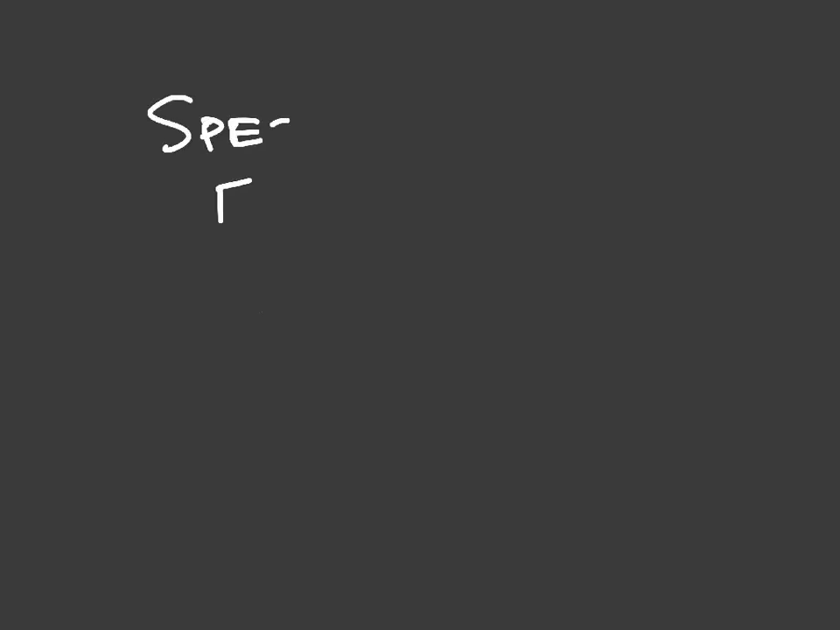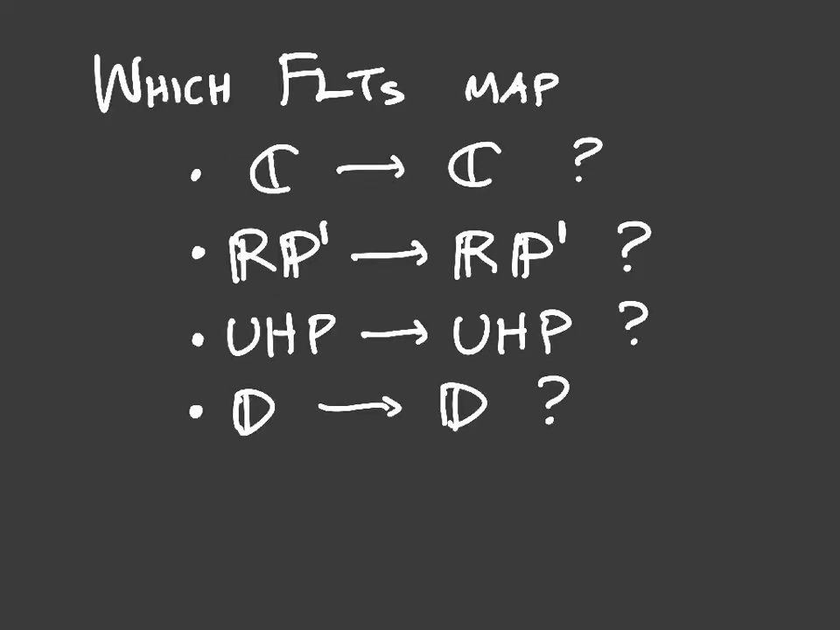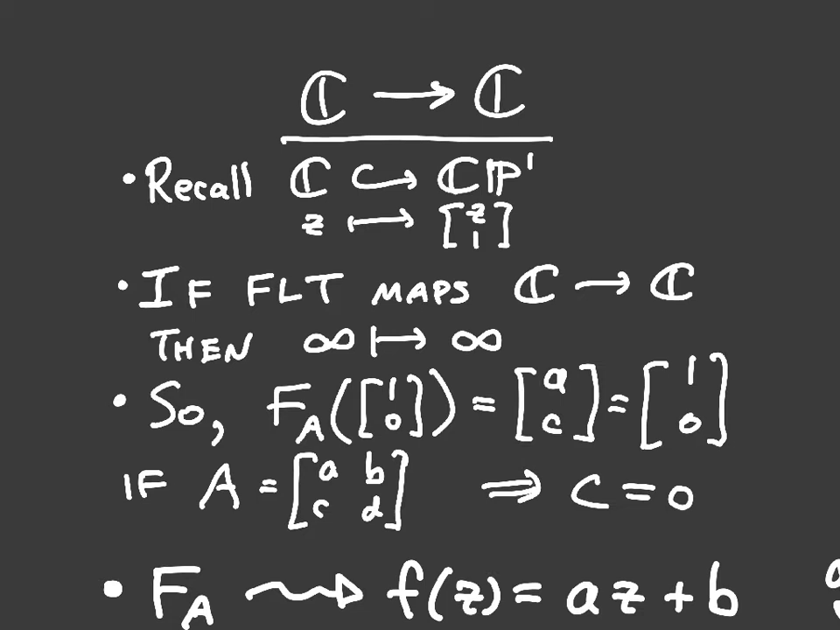This video is about some special families of fractional linear transformations. Very briefly, we're going to get into characterizing which fractional linear transformations map the complex plane to itself, or map RP1 to itself, or map the upper half plane to itself, or the disk to itself. Okay, the easiest case to look at is fractional linear transformations that send the complex plane to itself.